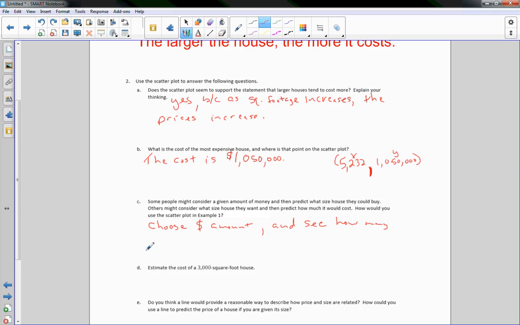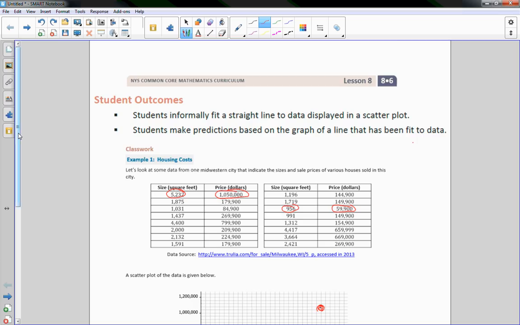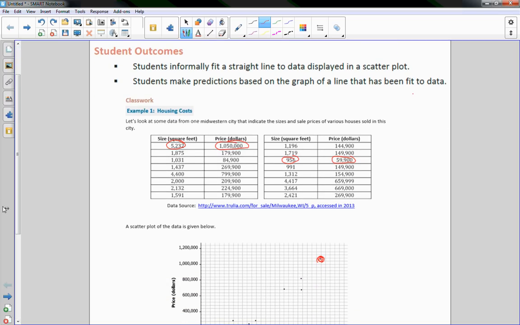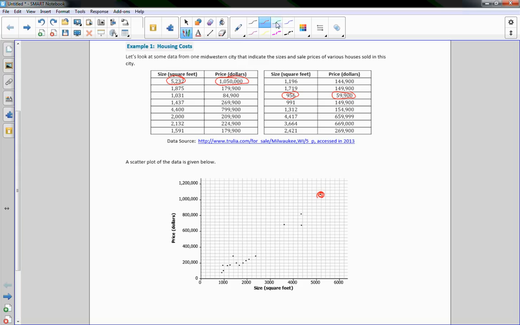We don't want to live above our means. Let's just say I think I can afford $500,000 for a house. So I would go to the graph here and I would go over to $500,000, which is about here, and I'd look for a house in this range. Well, unfortunately, there aren't any.